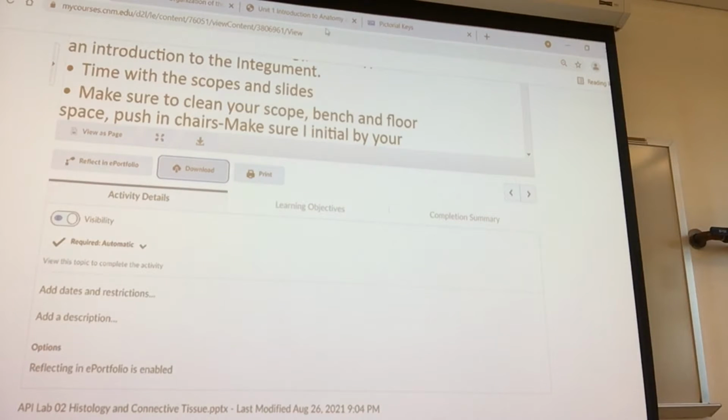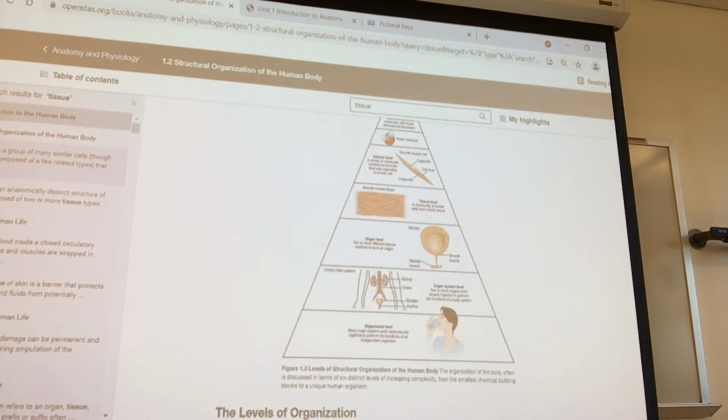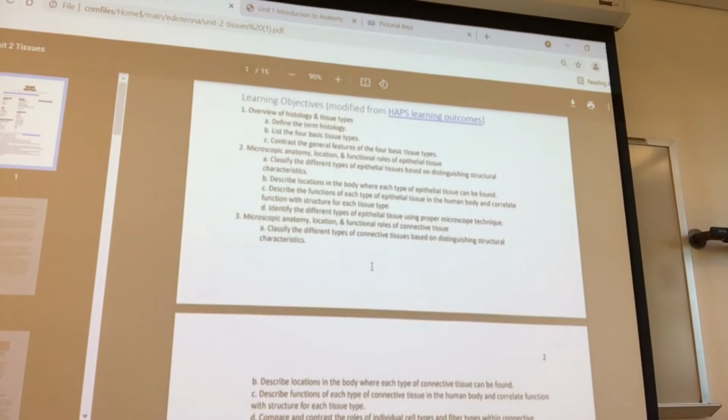Where did it go? Where did it take it? There it is. Okay, that's not the right one. We'll go back. There it is. Okay, all right, so it'll take you to where you need to go.